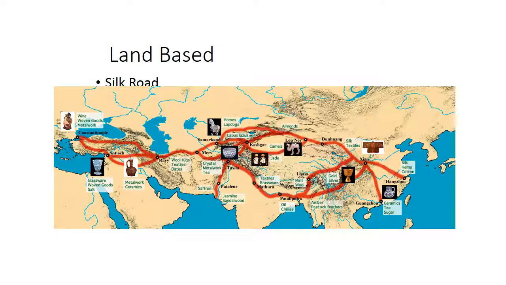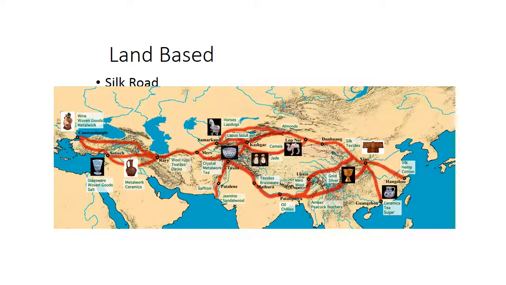Okay, so first we're going to start by talking about land-based trade, which is the Silk Road, our key trade route, land-based. It spreads from China through the Middle East, through northern India, all the way to Constantinople, which at that point was Byzantium, right, to the various ports along the Mediterranean Sea.